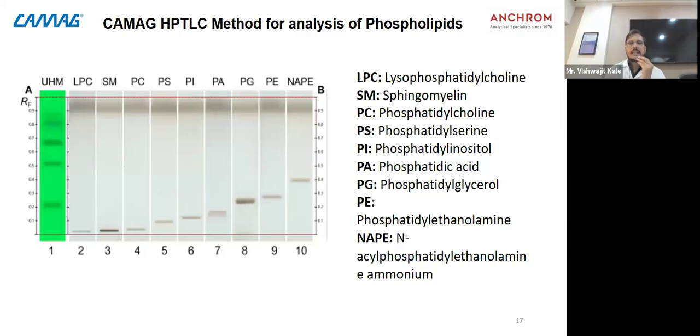Now, starting with some examples of phospholipid analysis done by CAMAG. This is one method I am explaining for analysis of mostly polar phospholipids. Here you can see lysophosphatidylcholine, sphingomyelin, phosphatidylcholine, phosphatidylserine, phosphatidylinositol, phosphatidic acid, phosphatidylglycerol, and phosphatidylethanolamine simultaneously separated on a single plate with a single run in isocratic mode of mobile phase. So this is a very fast, rapid method developed by CAMAG.